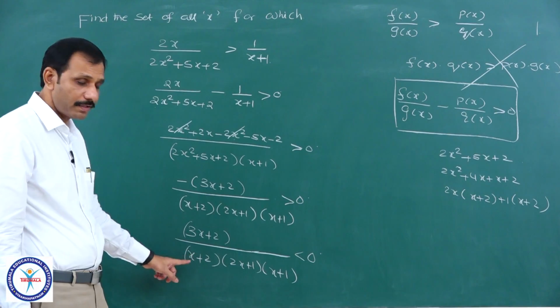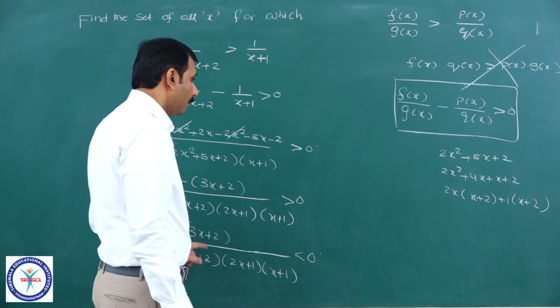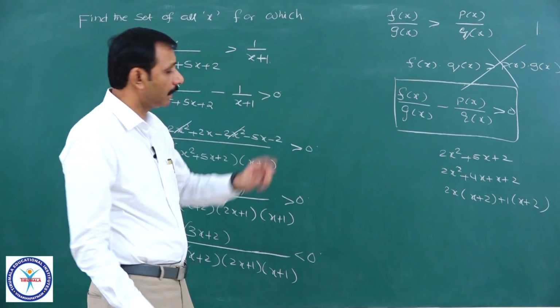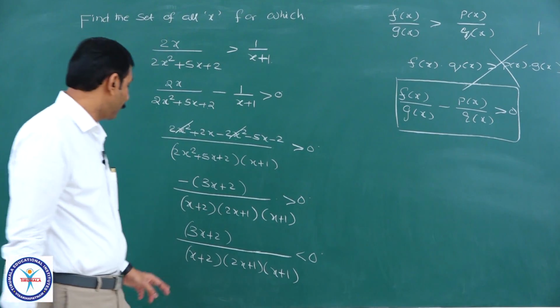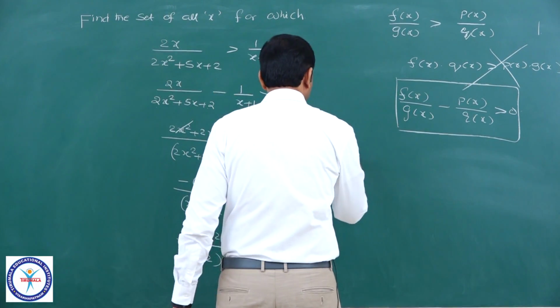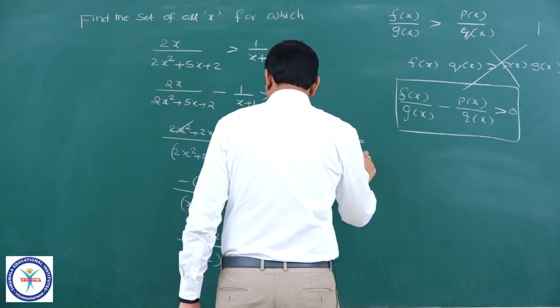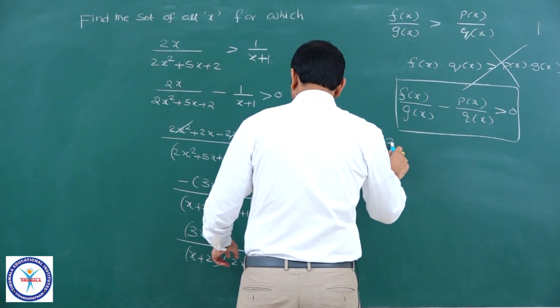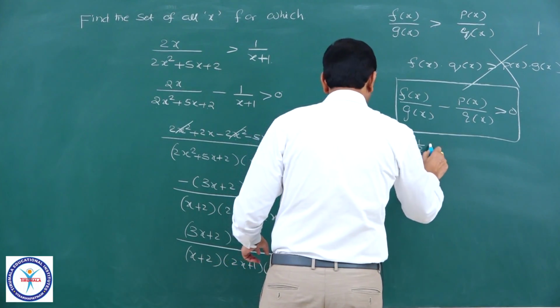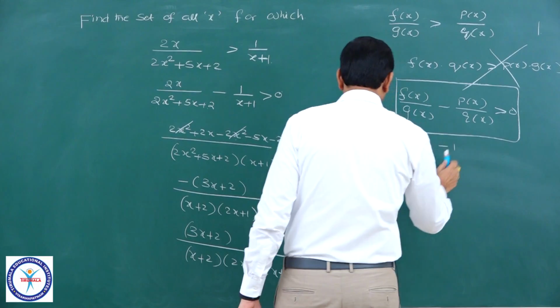Now, we will write all the zeros of this one. What are the zeros we will see? I will rub that one and write. What are the zeros you see here? Minus 2 by 3, minus 2, minus 1 by 2, minus 1.